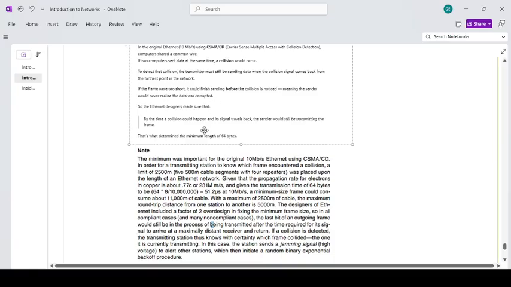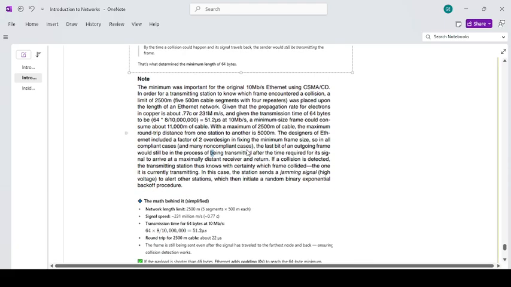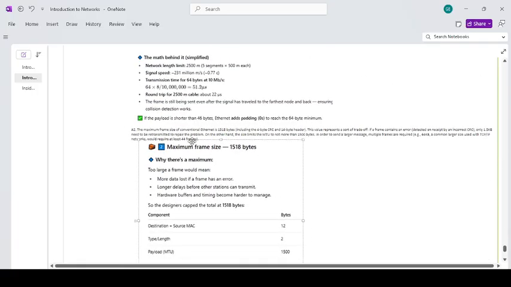If the frame is too short, by the time a collision could happen and its signal travels back, the sender would still be transmitting the frame. That's why there's a minimum length of 64 bytes. We calculate the math behind that, and the maximum frame size of conventional Ethernet is 1518 bytes, including the 4-byte CRC and 14-byte header, which includes the destination and source.